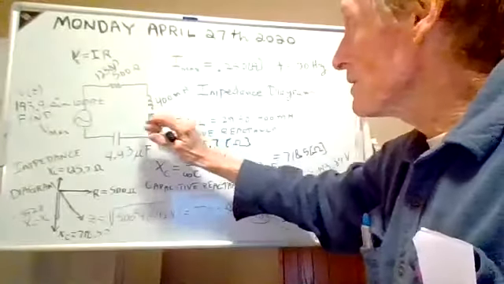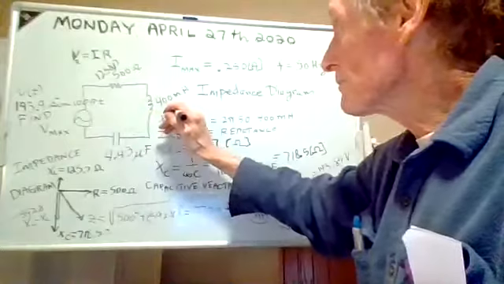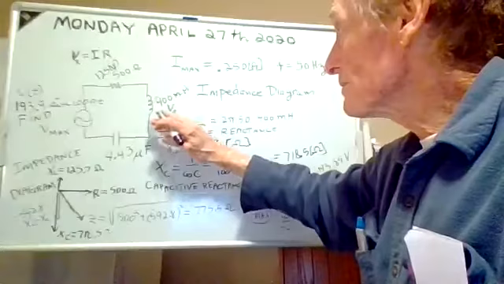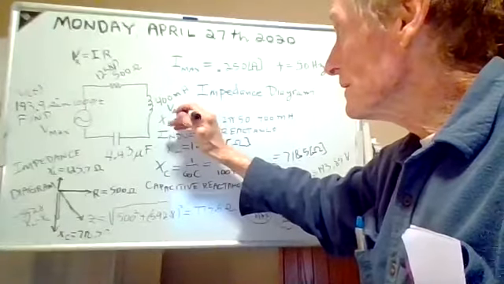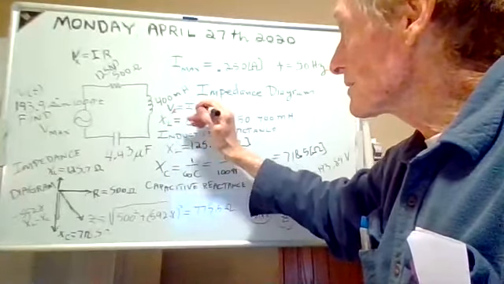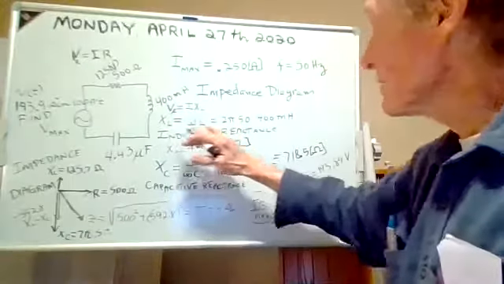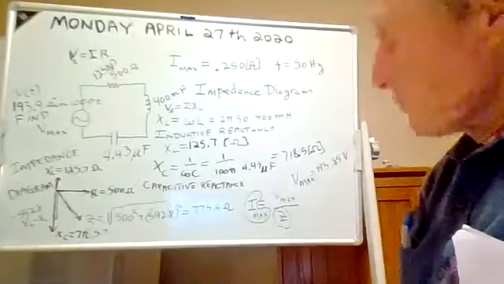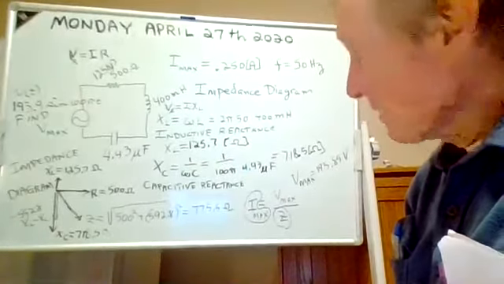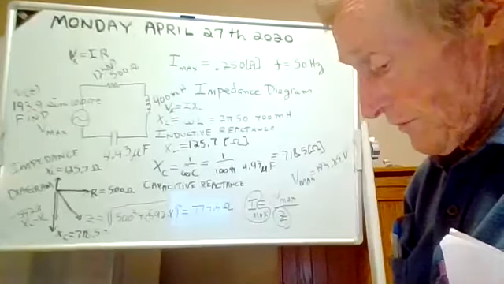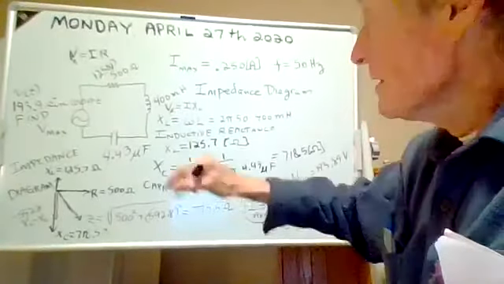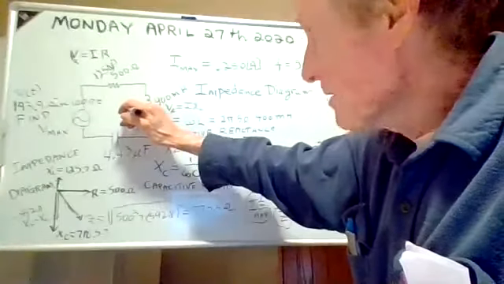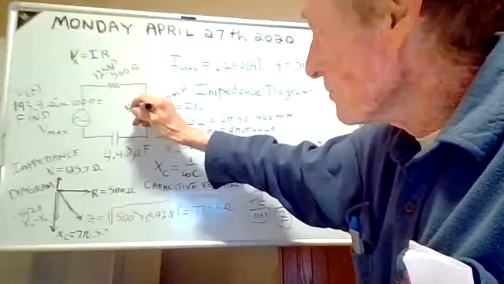Now let's do this one. The maximum voltage on your inductor is I XL. Well, we know XL, it's right here. So you take 0.25 amps times 125.7. The voltage here on this inductor, I'm getting 31.4 something volts.